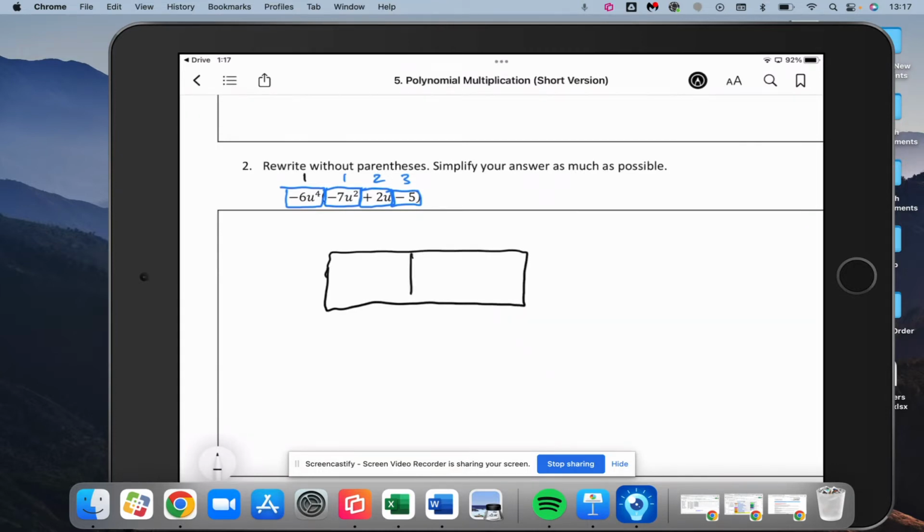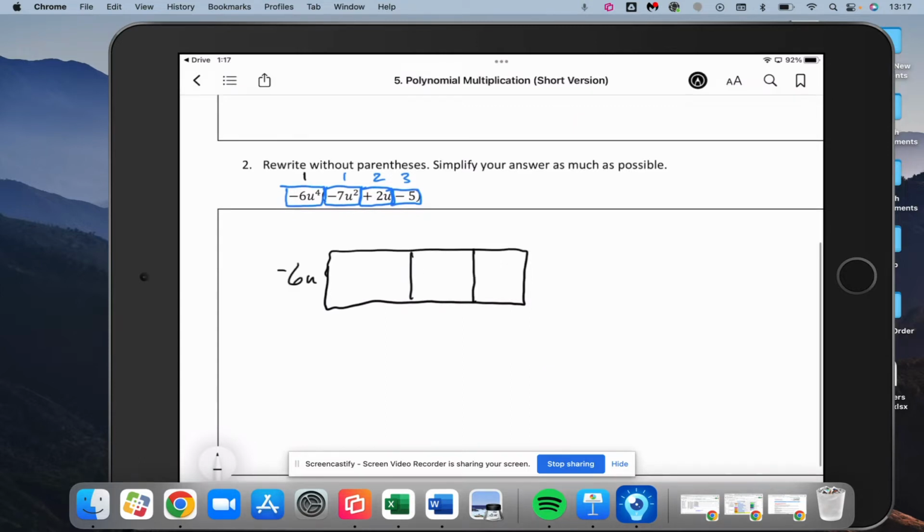So there we go. I have a negative 6u to the power of 4, a negative 7u to the power of 2, a 2u, and a negative 5. Now remember I said that when I write this out, I'm always going to have plus signs in between. I might have to clean up some signs a little bit as a result of that, but for me this works really well.